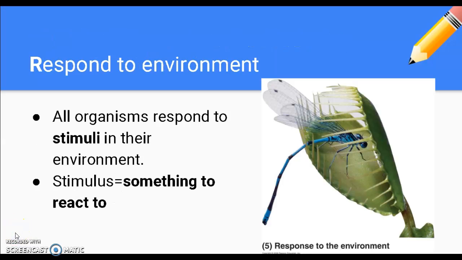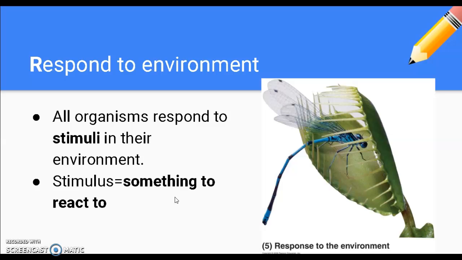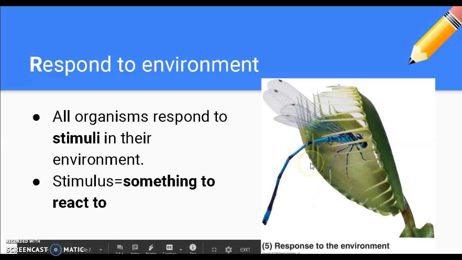First, all organisms respond to their environment. Something that is happening in the environment surrounding the organism or the cell is called a stimulus. It's something to react to. And all organisms respond to that stimuli. So, for example, we have this plant called a Venus flytrap. It is trapping that dragonfly. It responds to the stimulus of the dragonfly landing on the surface of the plant, and its response is to snap shut to trap that dragonfly.